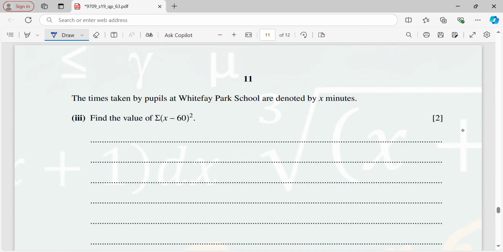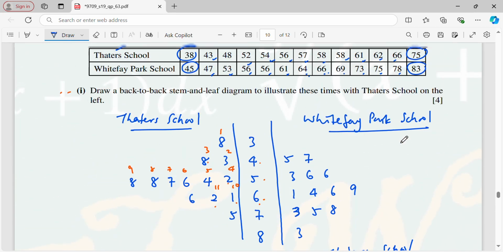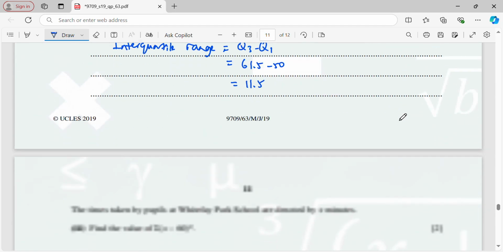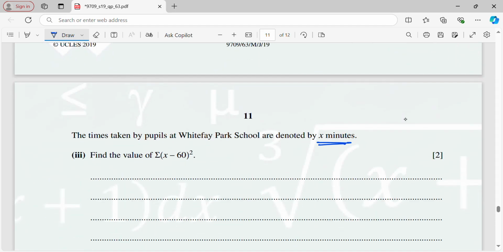Now the times taken by pupils at White Fair Park school are denoted by X minutes. So this is the second school. Find the value of the summation of x minus 60 squared. Okay, for this case, since we know the actual values, I will just subtract 60 from each of these, then square and add. So I will write summation of (x minus 60) squared.